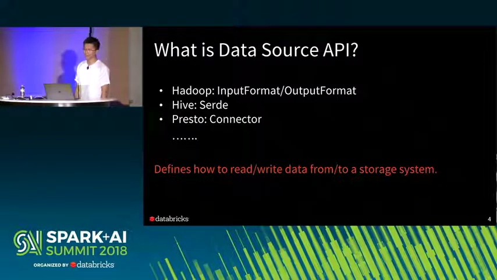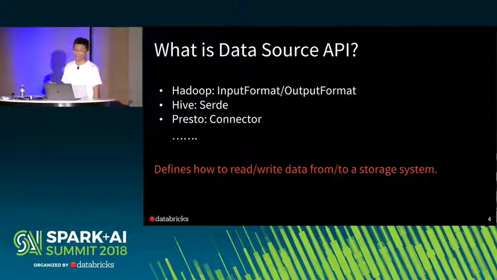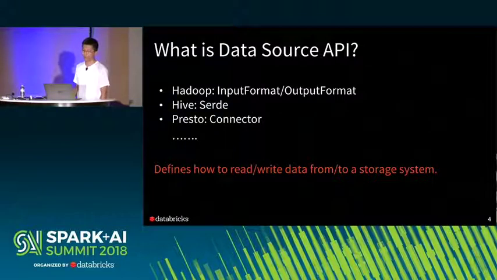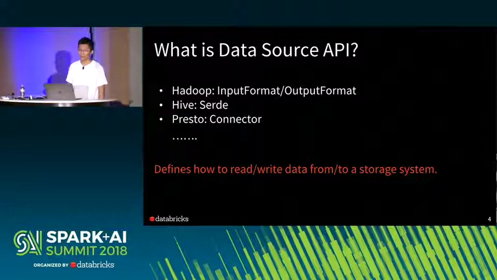This is not something new in Spark. We have similar APIs in other systems as well. For example, Hadoop has an API called InputFormat and OutputFormat. Hive has an API called SerDe. And Presto has an API called Connector. So in general, the data source API in Spark defines how to read or write data from or to a storage system.